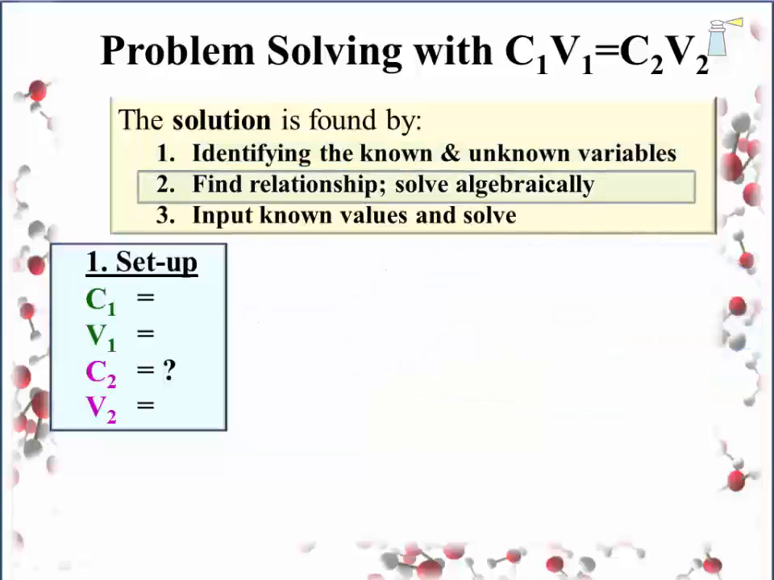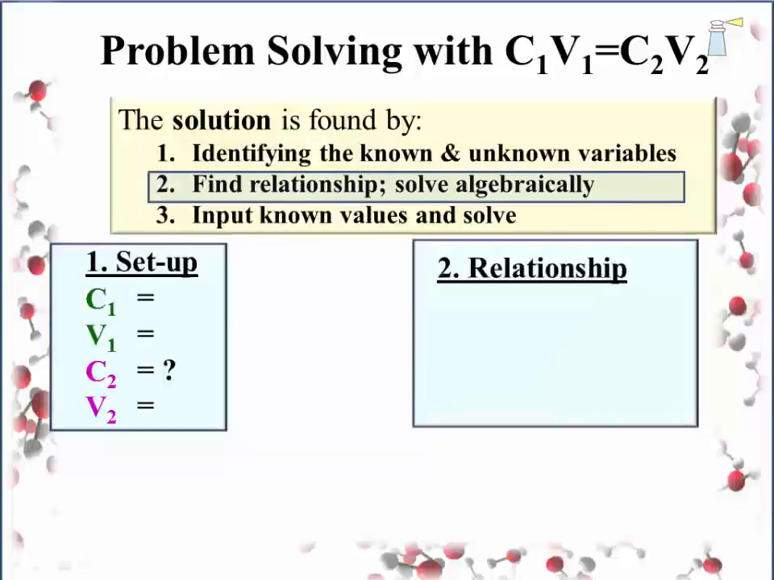The second step is to find the relationship between the known and unknown variables and to solve that relationship mathematically. That is, solve the equation for the unknown variable. In this example, C2 is the unknown variable, but it is not isolated by itself on one side of the equation. This type of equation, however, solves with a single algebra step.